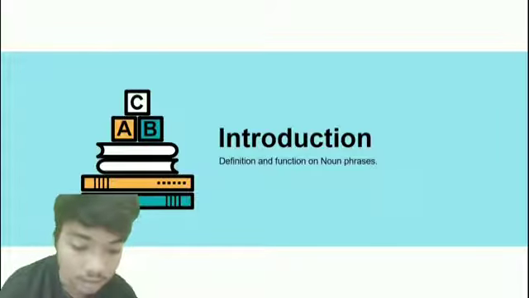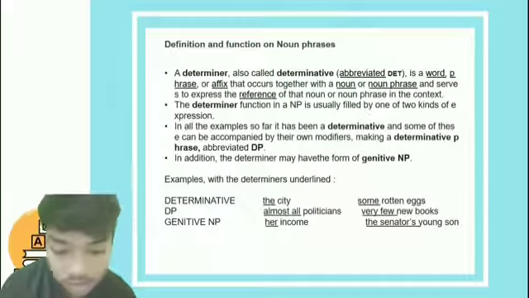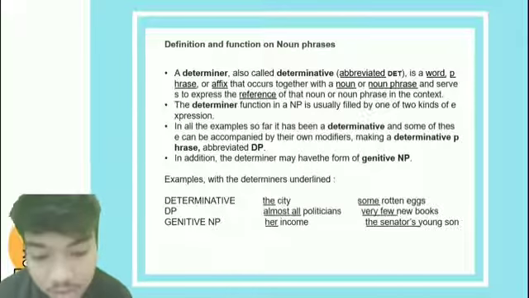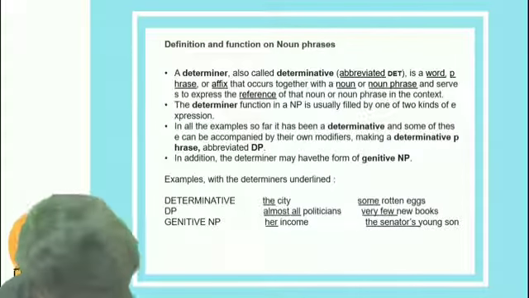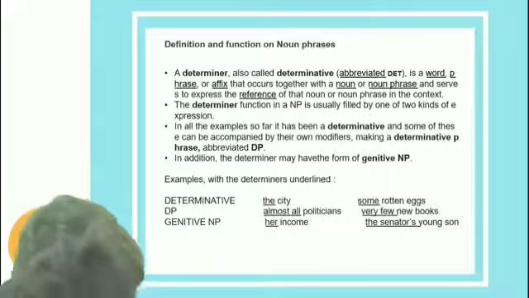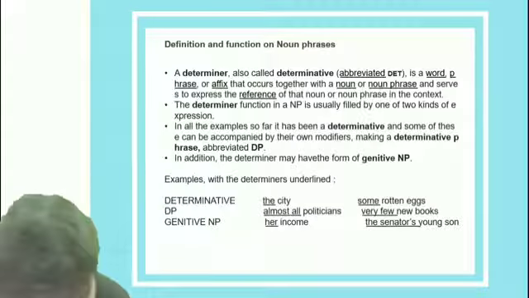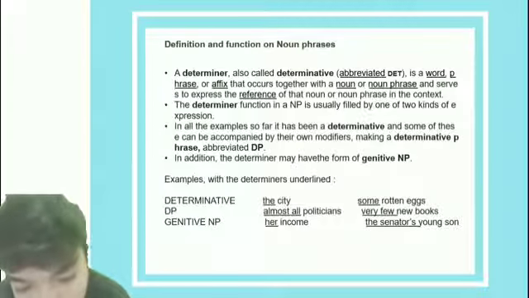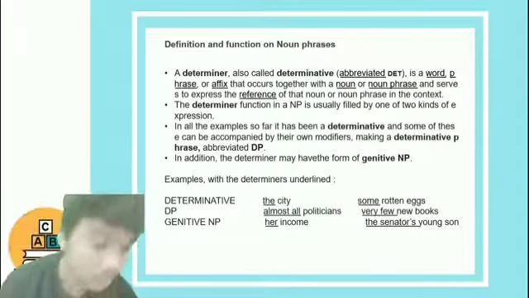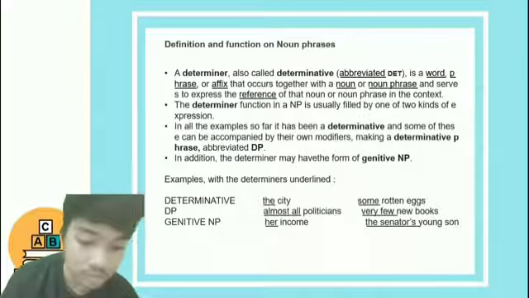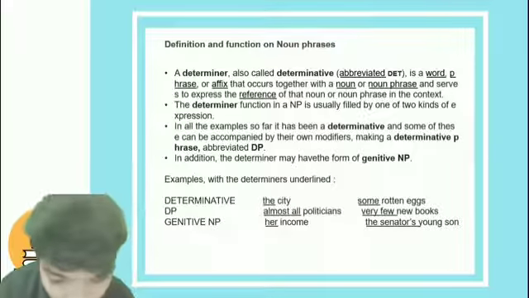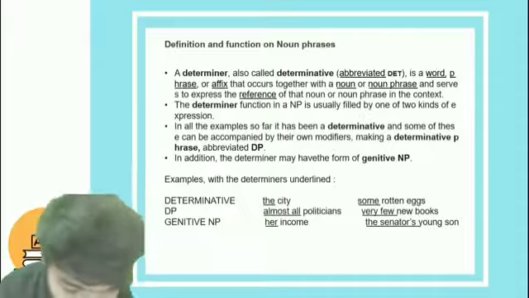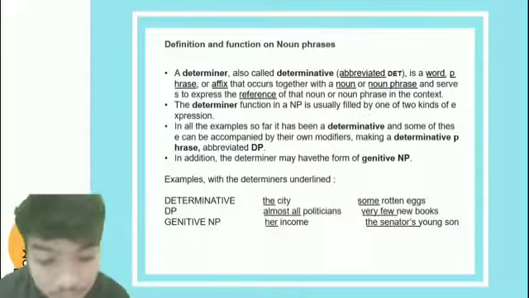Okay, the first is the introduction, definition and function of the noun phrase. A determiner, also called determinative, is a word, phrase, or affix that occurs together with a noun or noun phrase and serves to express the reference of that noun or noun phrase in the context.